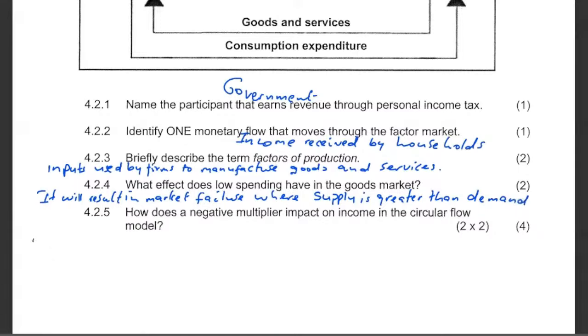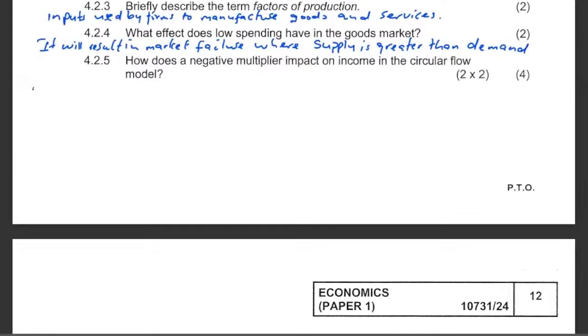Okay, right. So now let's move on to the next question, which is 4.2.5. It reads as follows: how does a negative multiplier impact on income in the circular flow model? This causes an initial fall in national income, and unemployed workers will also spend less, leading to lower demand elsewhere in the country. So also knock-on effects and a bigger final drop in GDP will take place, as well as the changes in total output being greater than the changes in spending that caused it.